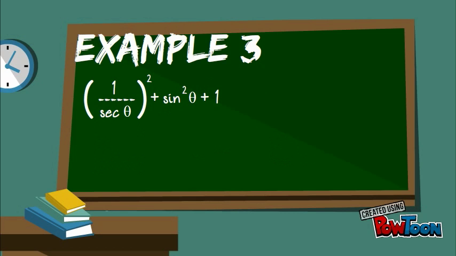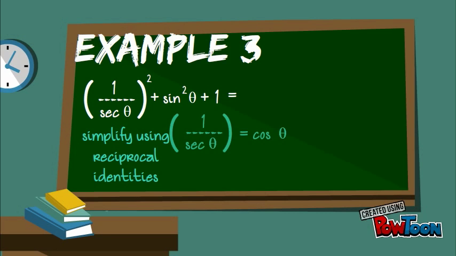So moving on to our third example, we have 1 divided by secant theta squared plus sine squared theta plus 1. We're going to simplify using our reciprocal identity. So 1 divided by secant theta we know is equal to cosine theta. So we're going to substitute that and end up with cosine squared theta plus sine squared theta plus 1.